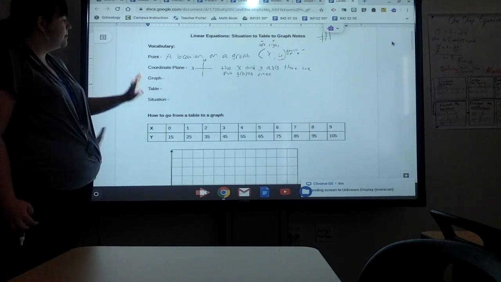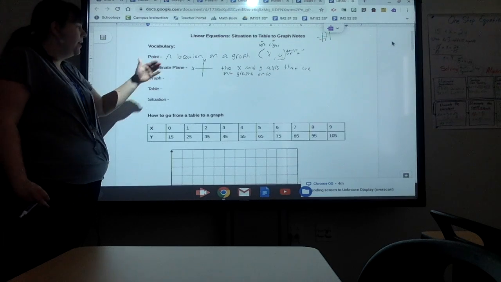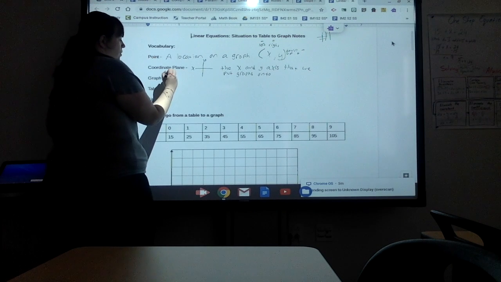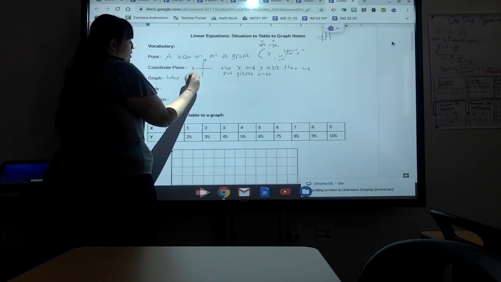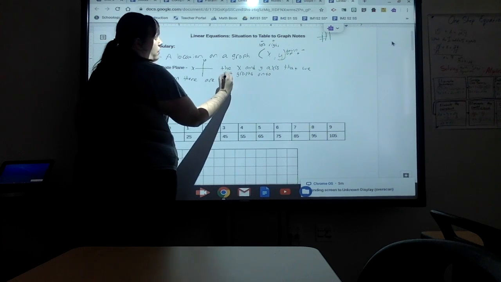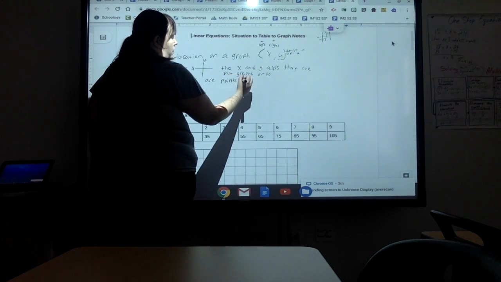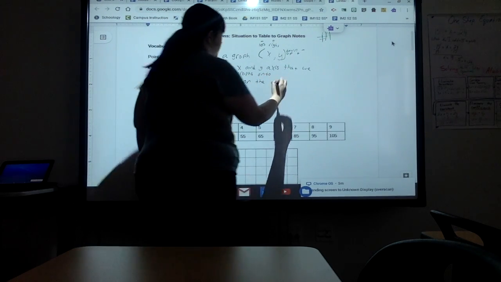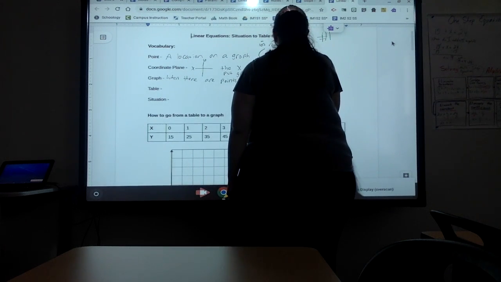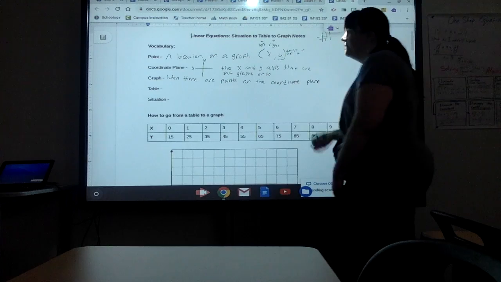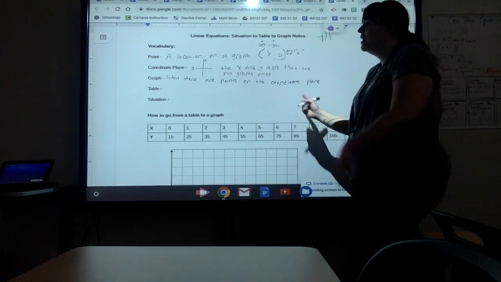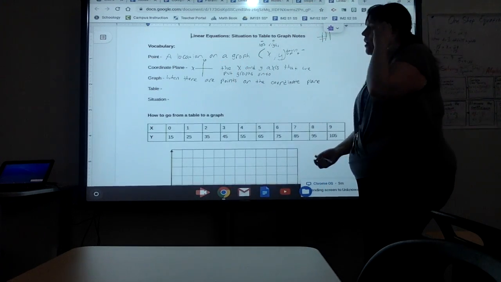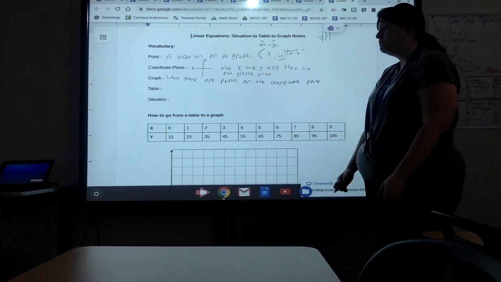So then a graph itself is when there are points on the coordinate plane. Even if I add just one little dot here, it becomes a graph. If I add a line, it becomes a graph. Anything on a coordinate plane is the graph itself.